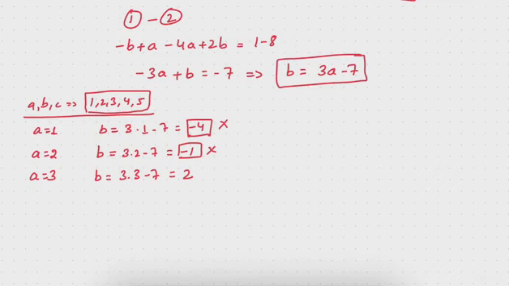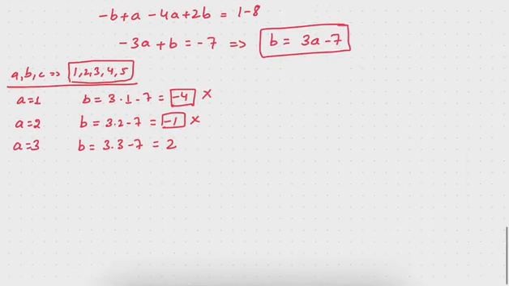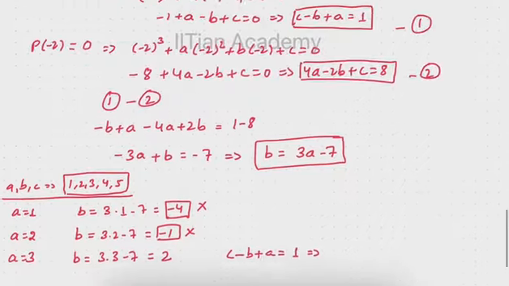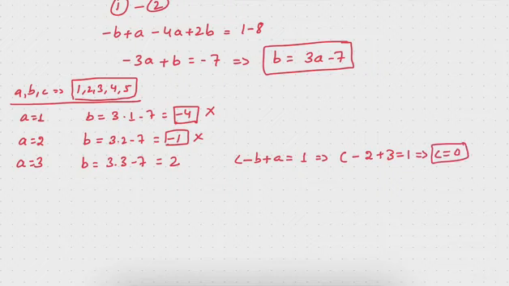So if a is 3 and b is 2, then the only possible value for c left is from the rest of these values. Using equation 1, that is c minus b plus a equals 1, let us identify the value of c. c minus 2 plus 3 equals 1. So from here we get c equals 0. But this is also not possible because c cannot be 0.